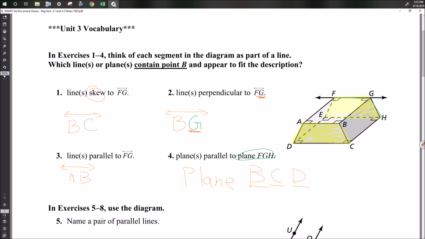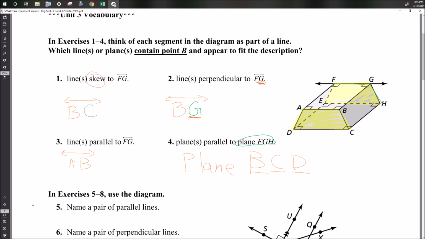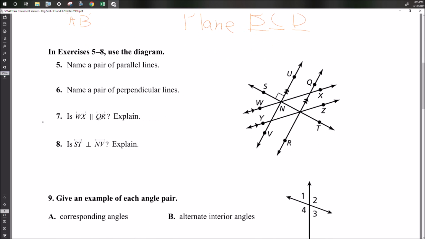So that's 1 through 4. Next up, we're going to look at this new picture for 5 through 8. So we need to name a pair of parallel lines. Remember that the symbol for parallel in our picture is going to be some arrows.